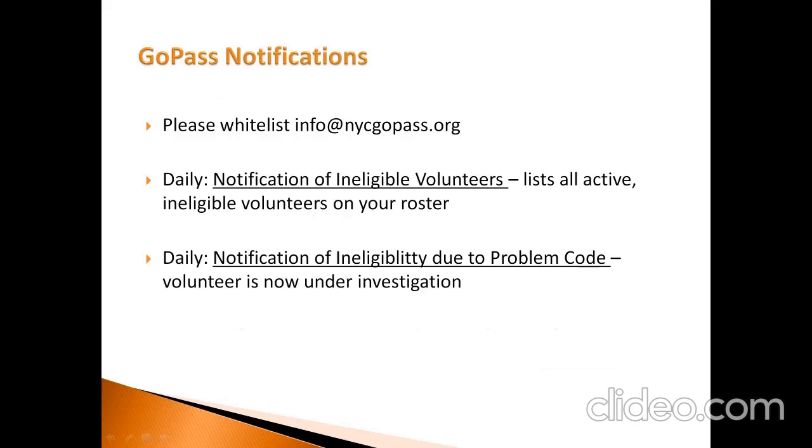Speaking of notifications, if you have aggressive spam filters, please whitelist info@nycgopass.org. This is the address used to send all notifications from the system to you, the GoPass user representative. In becoming the GoPass user representative on file, every day that you have active, ineligible volunteers on your roster, you will receive a daily notification of ineligible volunteers that lists all of those active but ineligible volunteers.